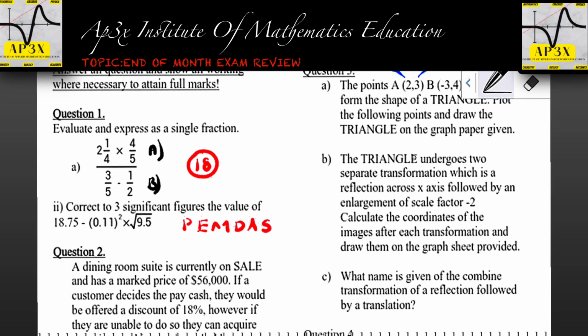Part B says that the triangle undergoes 2 separate transformations, which is in fact a reflection across the x-axis followed by an enlargement of scale factor -2. Our task is to calculate the coordinates of the images, that is, of course, after the reflection as well as after the enlargement. And of course, you're going to draw both images on the graph sheet that was provided.